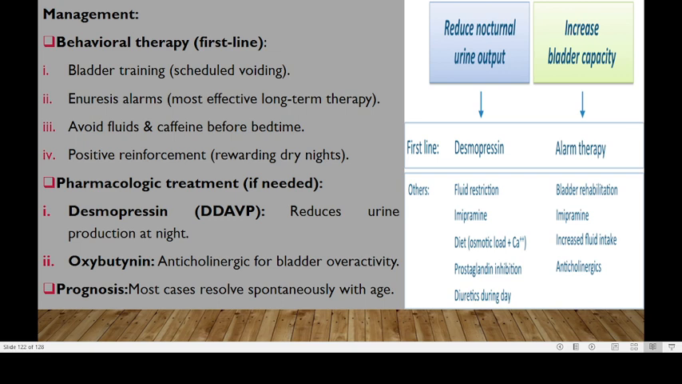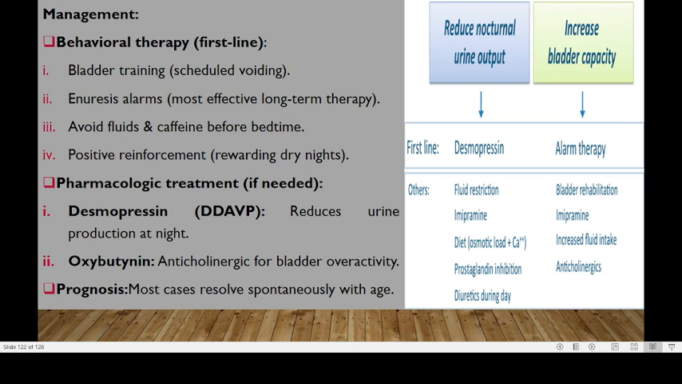So in terms of management, behavioral therapy is the first line treatment of enuresis. So you could do bladder training where you advocate for scheduled voiding. Enuresis alarms, this is the most effective long-term therapy. And you avoid fluids and caffeine before bedtime. Positive reinforcement, like rewarding dry nights.